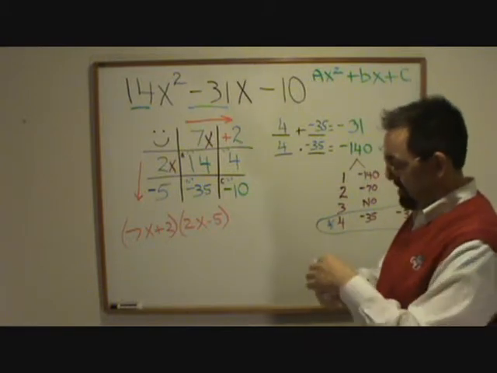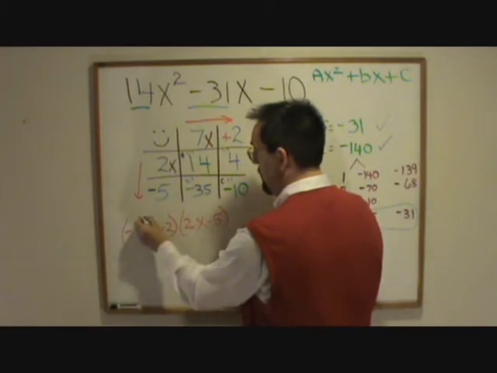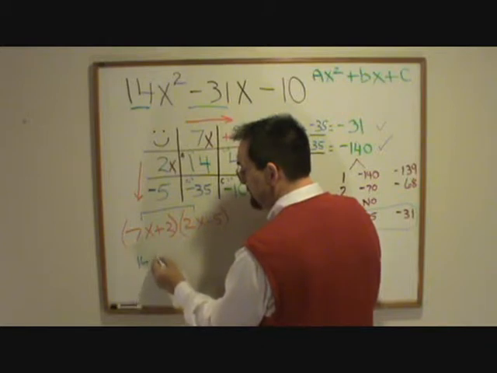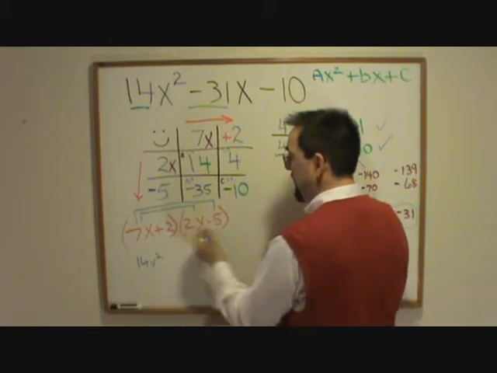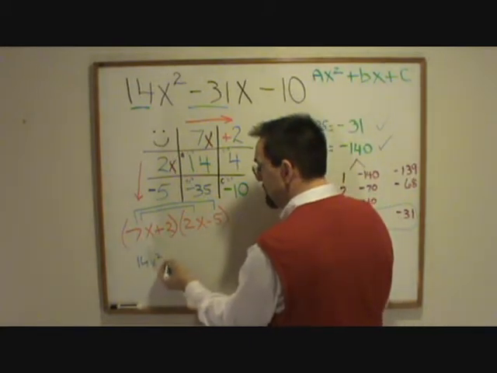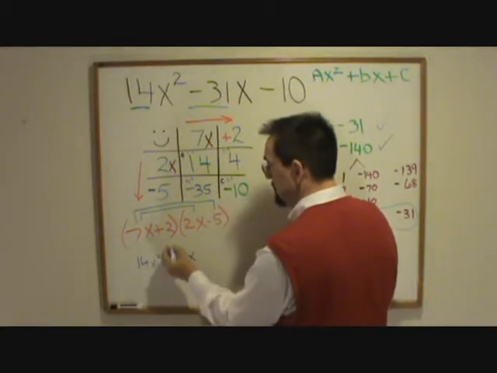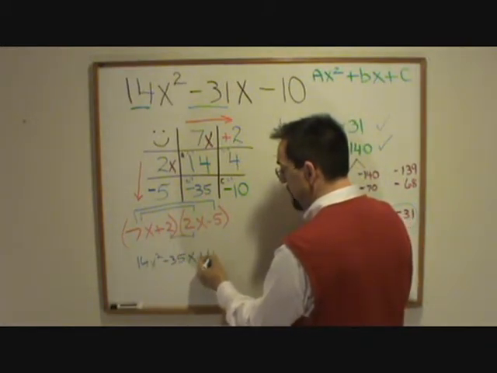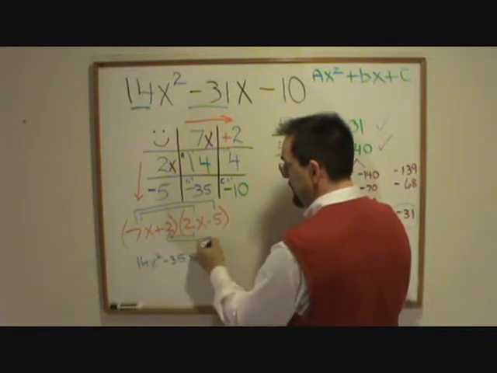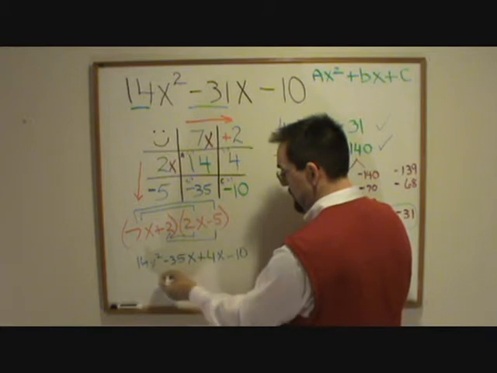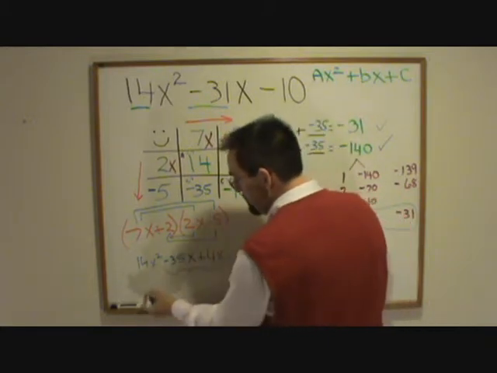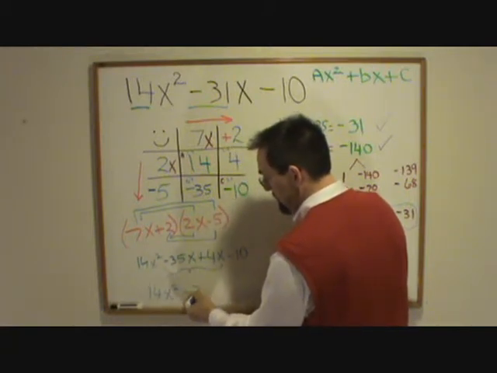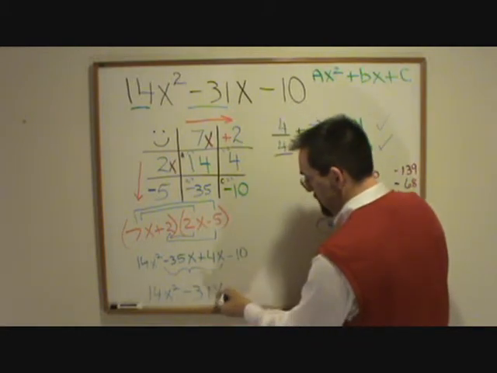Let's check our answer. Make sure we didn't make a mistake. The first terms, 7x times 2x gives us 14x squared. 7x times a minus 5 gives us minus 35x. The inside term, 2 times 2x gives us 4x. And 2 times minus 5 gives us minus 10. We have our like terms. Our final answer, 14x squared minus 31x minus 10.